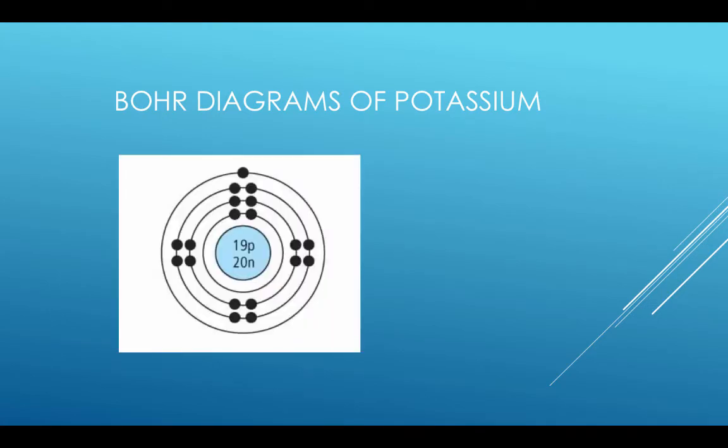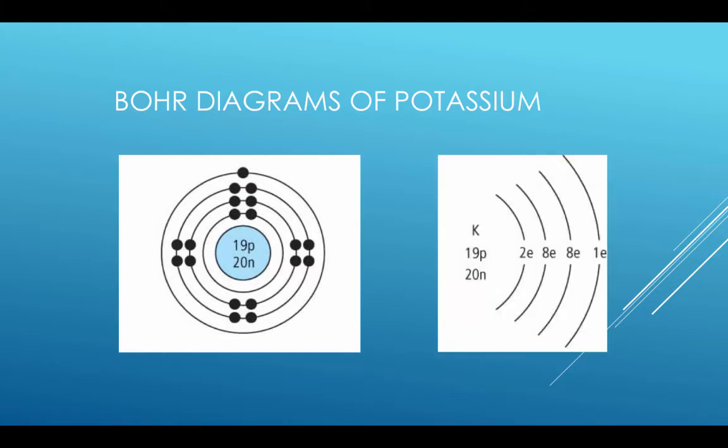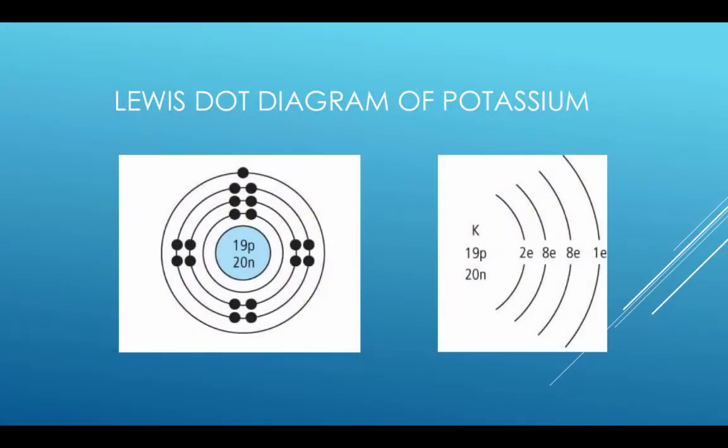Our first diagram uses concentric circles for orbitals and dots for electrons. The second uses arcs for orbitals and numbers for electrons. As you can see, K, L, and M shell are all completely filled with electrons, and there is a lone valence shell electron outside of those three. The Lewis dot diagram for elemental potassium would simply be the symbol K and the single valence shell electron.